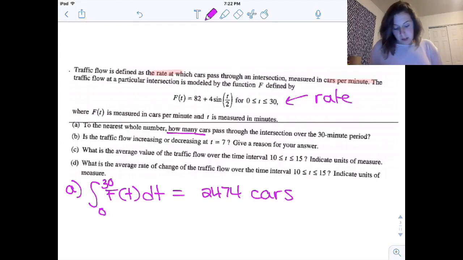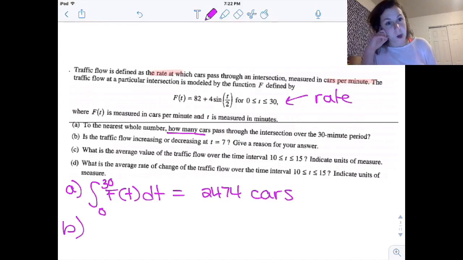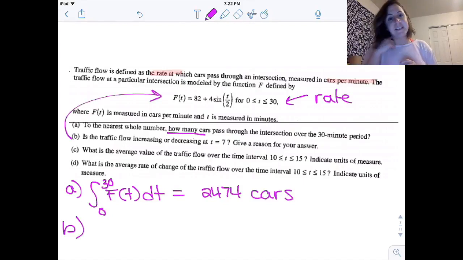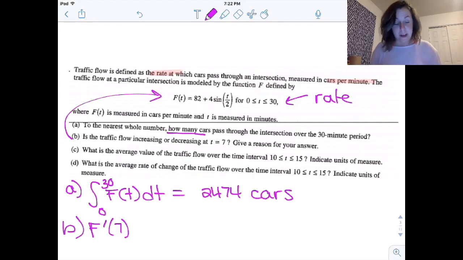All right, part B, is the traffic flow increasing or decreasing at t equals 7? So if I'm talking about something increasing or decreasing, I'm talking about the rate automatically. I know that. So I'm going to look at my rate and I'm going to say, well, is that positive or is that negative? And from there, I'll know whether it's increasing or decreasing. So I'm going to find f prime of 7. And again, you can do this by hand or you can just put it in your calculator. It comes out to be negative 1.872, or you could say negative 1.873. You can round or truncate.